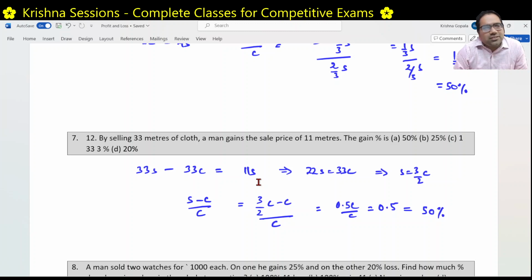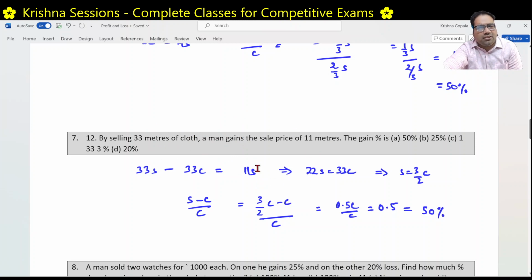And what is his cost? 33 into C. Let's assume S is the sales price, C is the cost price. 33S minus 33C. He's saying this is equal to the sales price of 11 meters, which is equal to 11 into S. 33 meters of selling price minus 33 meters of cloth price is the gain. This gain is equal to 11 meters of selling price, 11S.